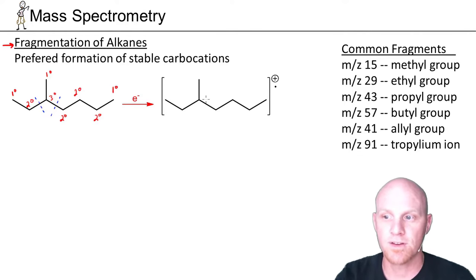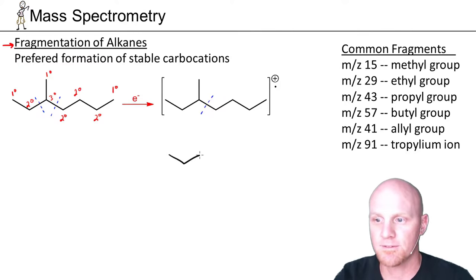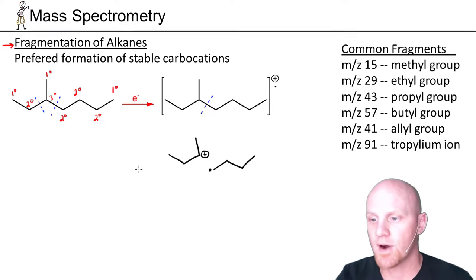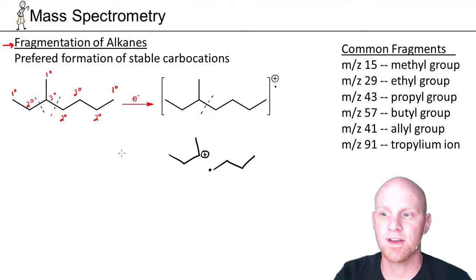So if we look at those breaks, we can take a look at the fragments we might get here. In this case we might get these two fragments, and you make the more substituted side the cation and the less substituted side the radical. So in here we'd have that secondary cation and a primary radical, and those are the most stable fragments we could form, so that'd be a common fragmentation pattern.